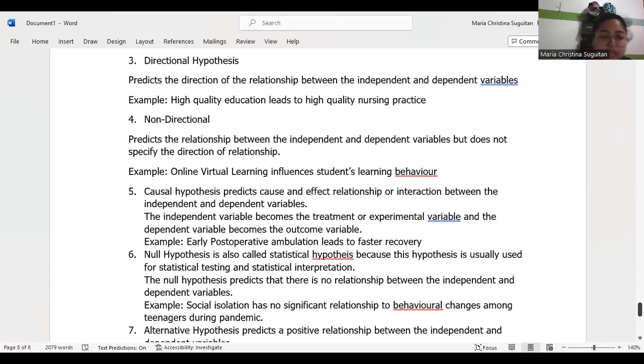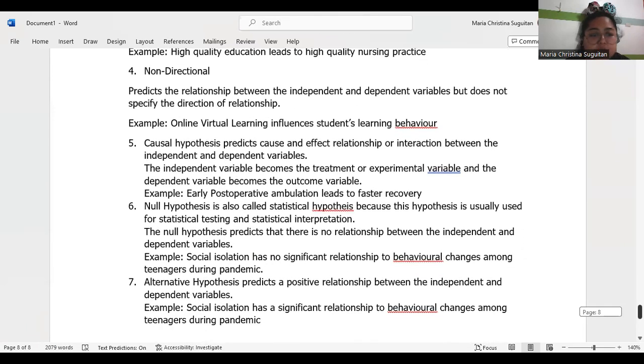Pag sinabi natin null, it is more on statistical hypothesis because this hypothesis is usually used for statistical testing and statistical interpretation. So the null hypothesis predicts that there is no relationship between the independent and dependent variable. For example, social isolation has no significant relationship to behavioral changes among teenagers during pandemic.